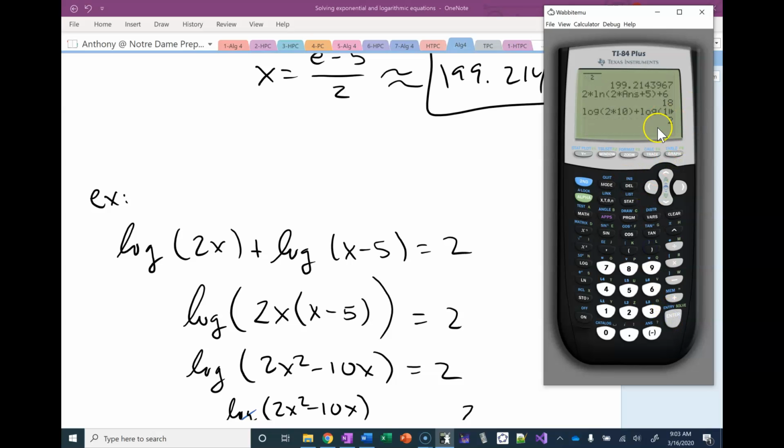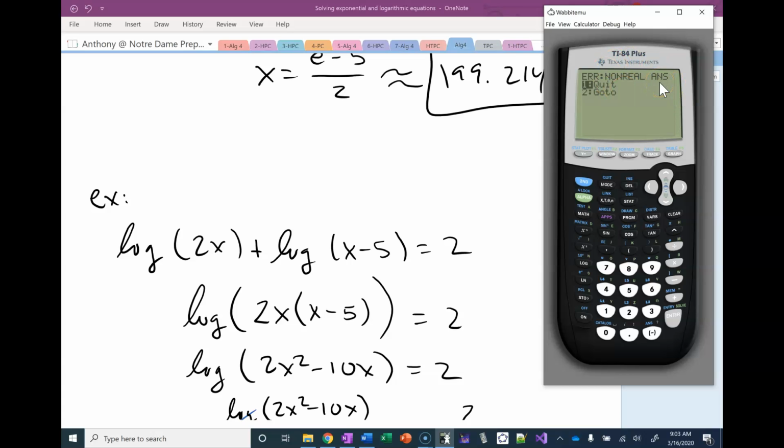I do! So 10 works. Now let's try -5. Oh no, we got an error. Why did we get an error here?